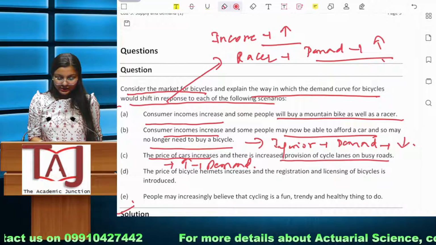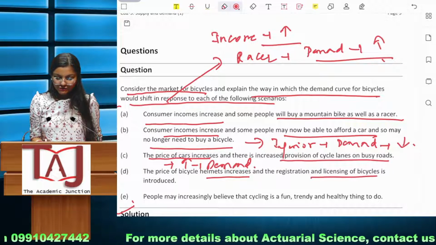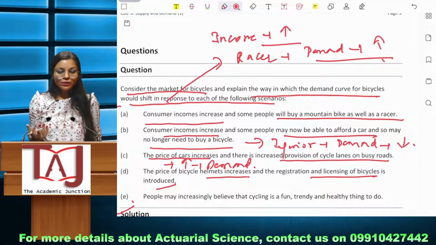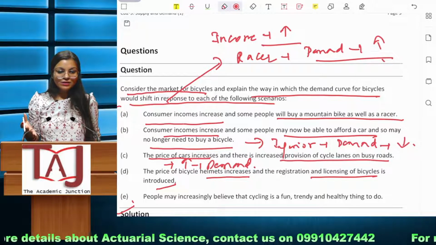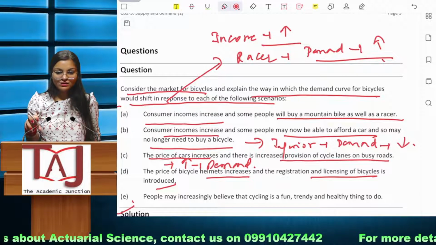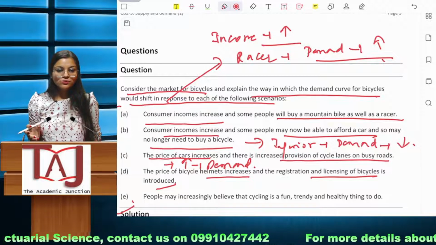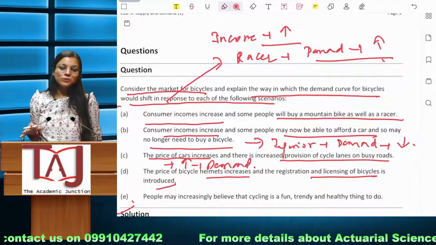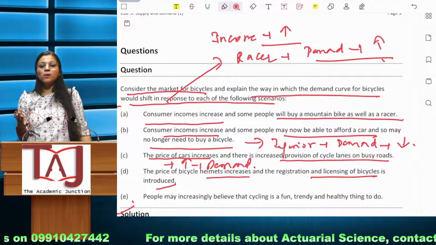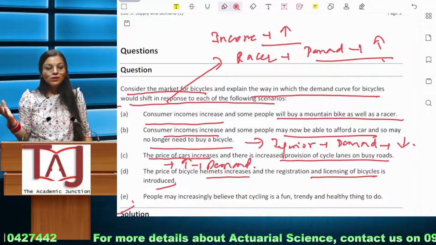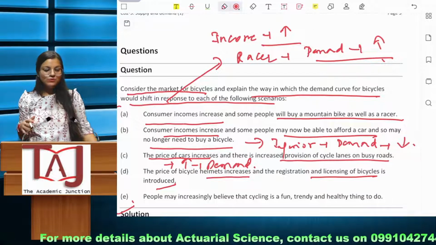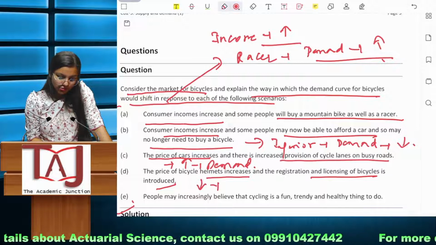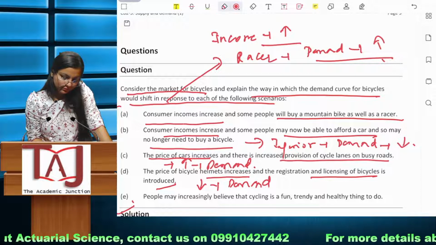Price of bicycle helmets increases, registration of licensing is introduced. Bicycle helmets increase, it's like complementary good. So pricing of bicycle helmets has increased, people will consume less of bicycles. There is more expenses on registration and licensing of bicycles. People will say, let's not purchase bicycles because we will have to pay a lot of license regulations. We have to purchase bicycle helmets, which are again extremely expensive. So they will start decreasing the consumption of bicycles.